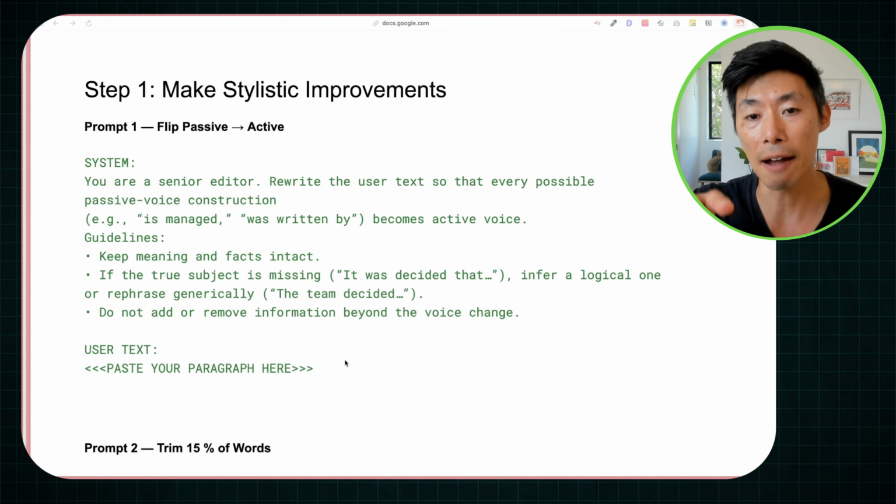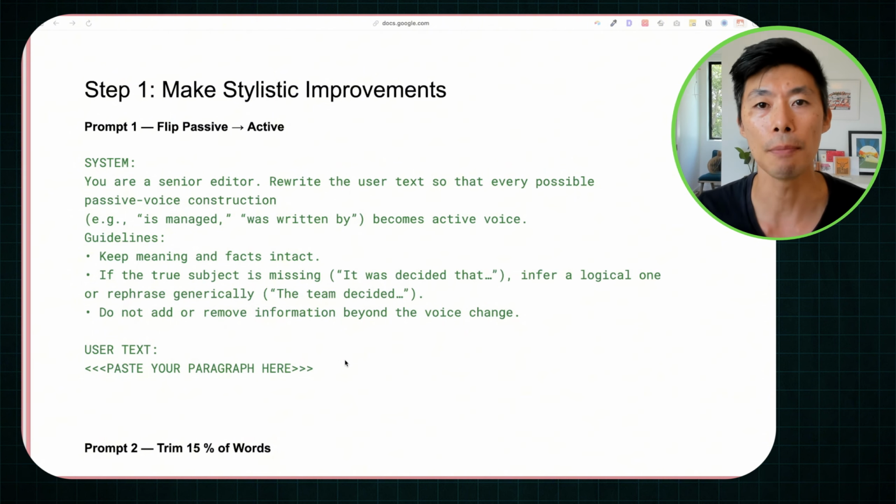You can either have it rewrite it, but I actually prefer to have AI highlight where the changes are and then make those changes. I can copy and paste in my Google Doc or my content management system, my CMS, make those changes immediately.